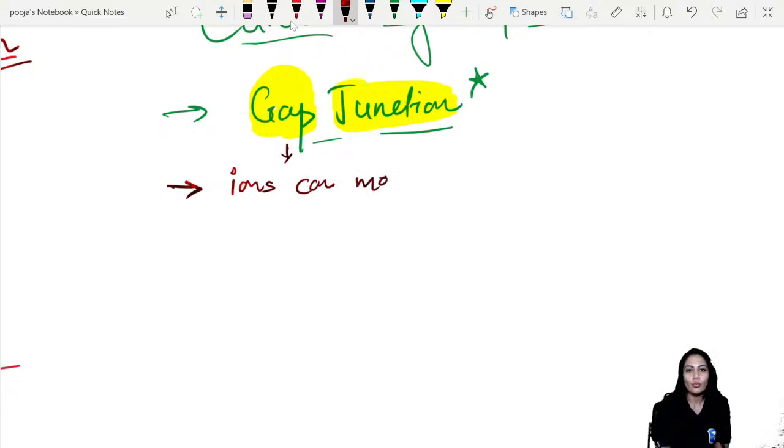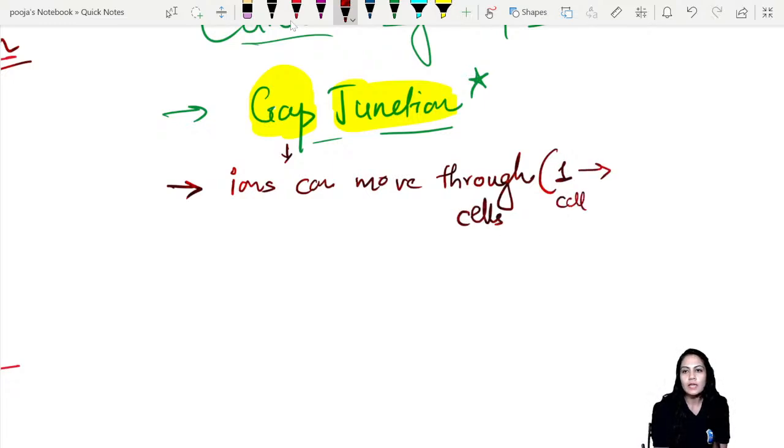ions can move from one cell to another cell very quickly.